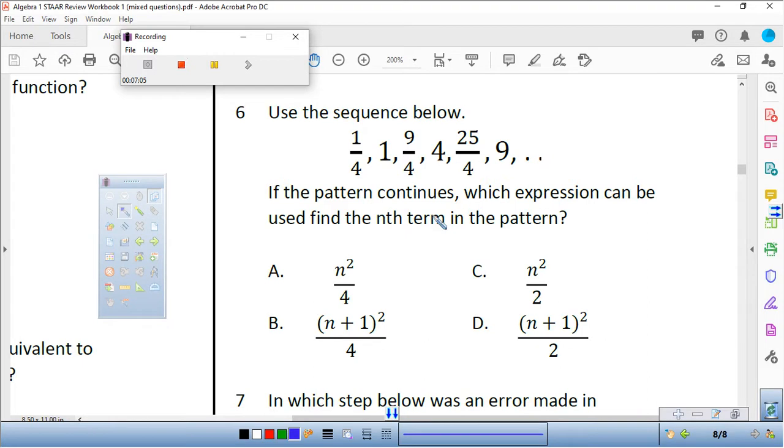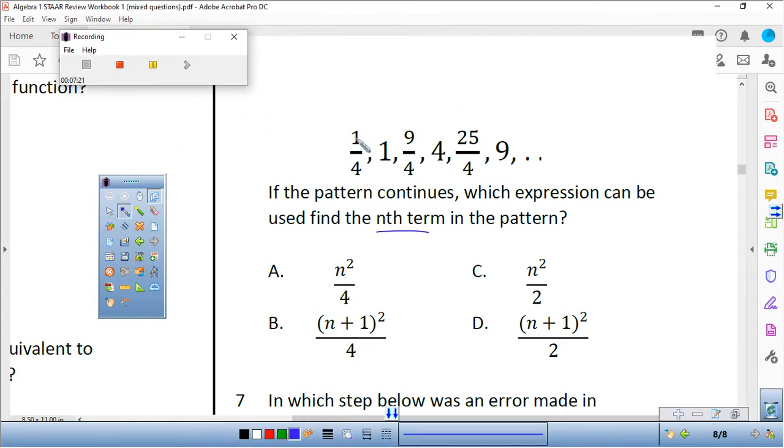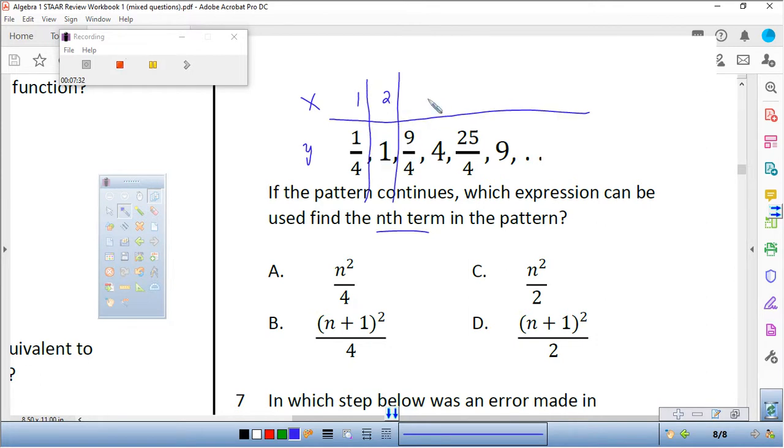Okay, as the pattern continues, nth pattern. Okay. So this is sneaky, guys. The way they get this, and this one does come out, it's pretty easy to look at it. This is what you need to look at. This is like x to be 1, y is that. X to be 2, y is that. Okay? Like coordinates.